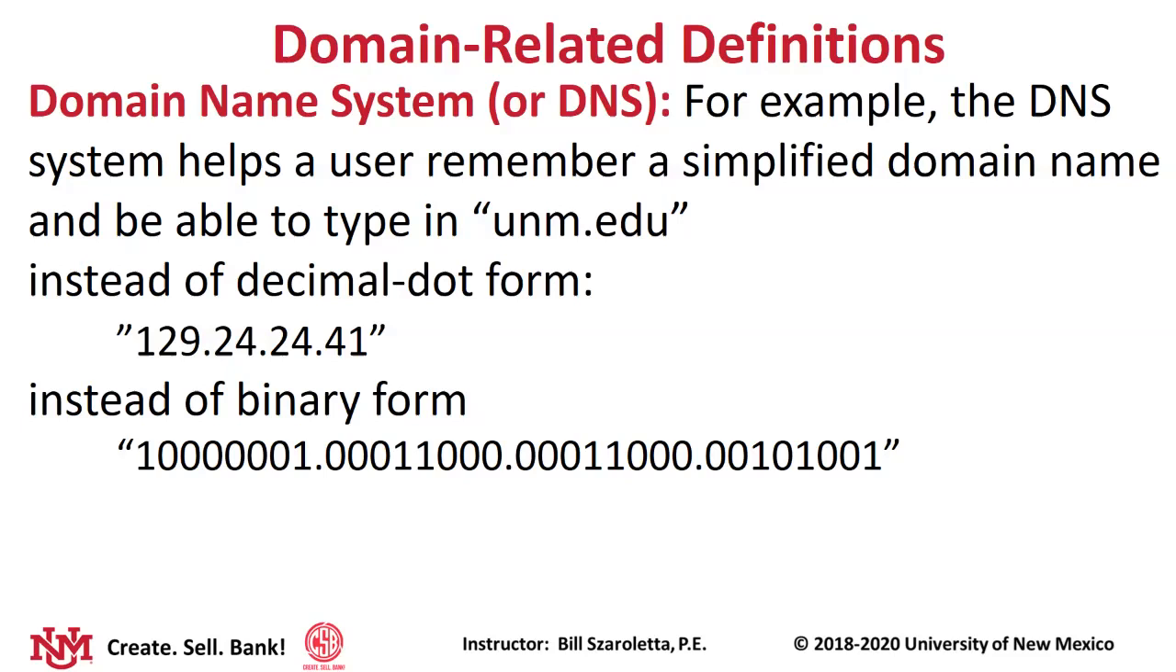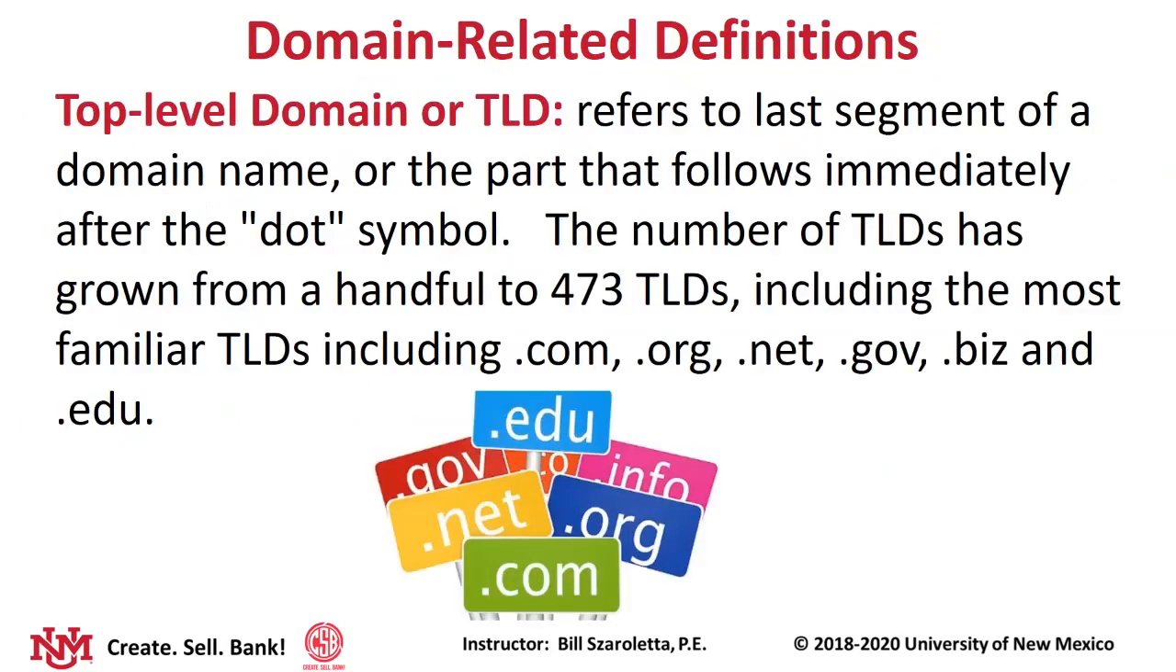So continuing with the DNS, it's basically a simplified domain name like unm.edu, which, in decimal dot form is 129.24.24.41. And there's the binary form, which most people can't read, but unm.edu is really what we're trying to do.